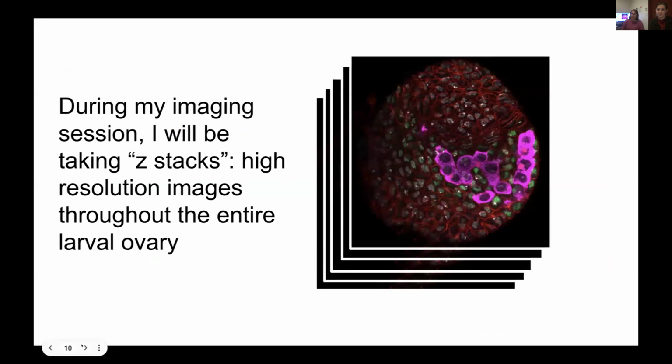So a couple of final details. During my imaging session today, I'm going to be taking a type of image called a Z-stack. Basically, this is a high resolution image throughout the entire adult larval ovary. So starting at the very bottom of the ovary and working all the way through the entire extent of the organ, I take a slice every quarter of a micron.